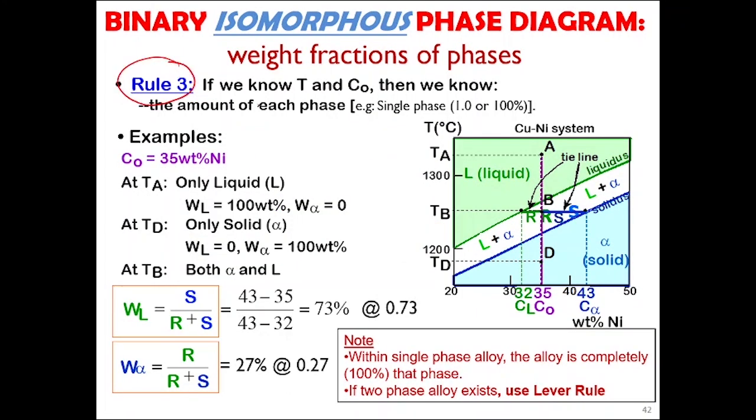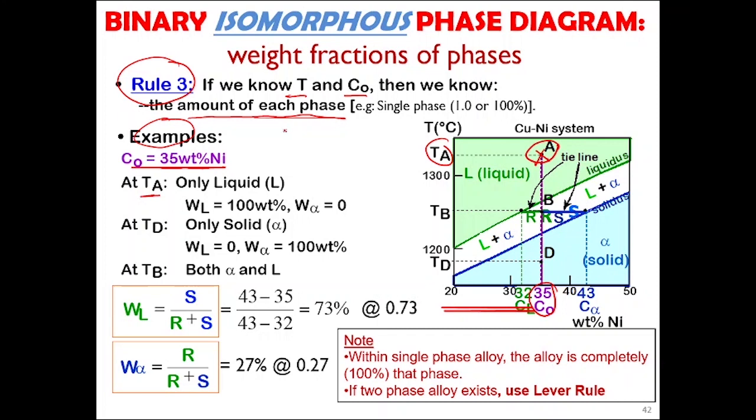For the rule number 3, if we know temperature and composition, then we know the amount of each phase. When we talk about amount of each phase, sometimes we call it as relative amount. For example, over here, at composition 35% of nickel, at temperature A, as usual, we make a straight line from temperature A and straight line for 35% of nickel, and then we see where it intersects.